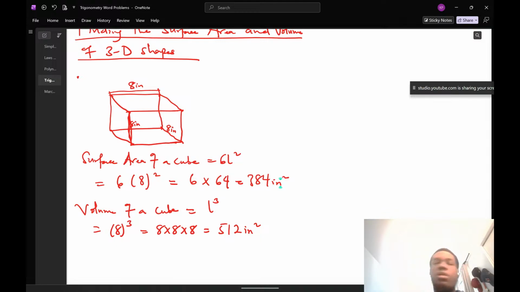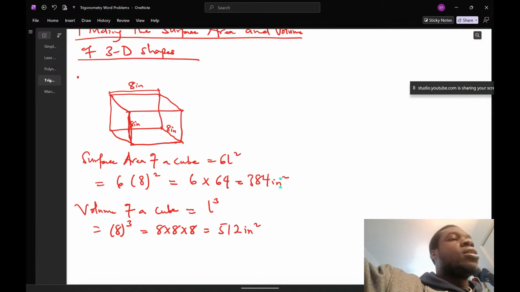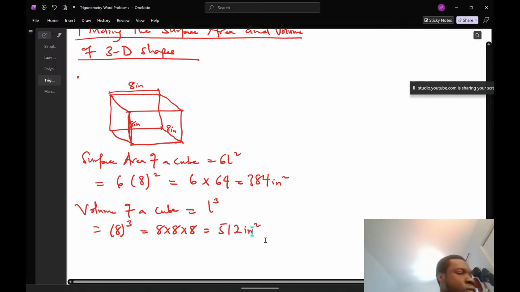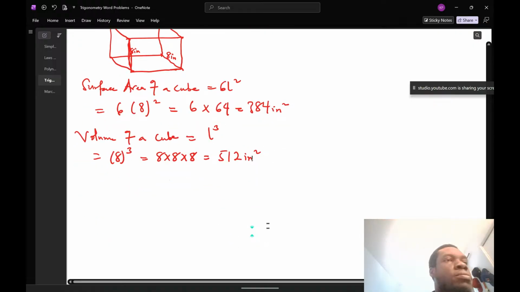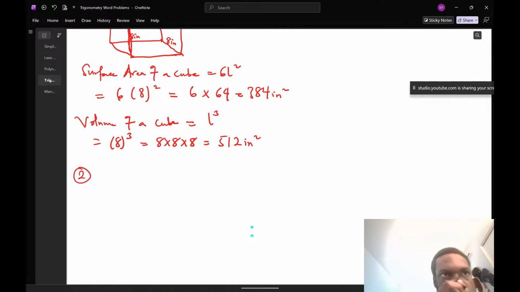Okay. So now let's do another shape. Now I want us to do a cuboid. Let's do a cuboid. So we have a cuboid like this.